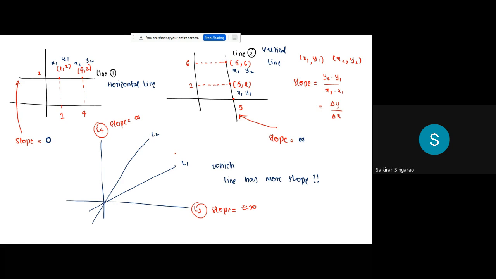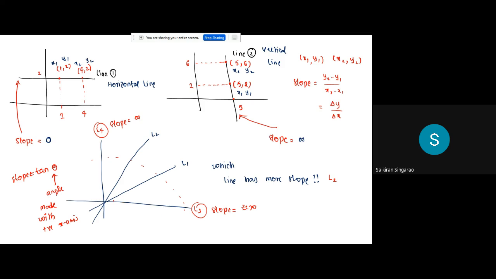So which line's slope will be more now? Line 1 or line 2? Line 2, exactly. Why? Because it is more towards this side. Going from here to here, it is increasing, right? Another formula is that slope is nothing but tan theta. What is theta? The angle made with the x-axis, the positive x-axis.